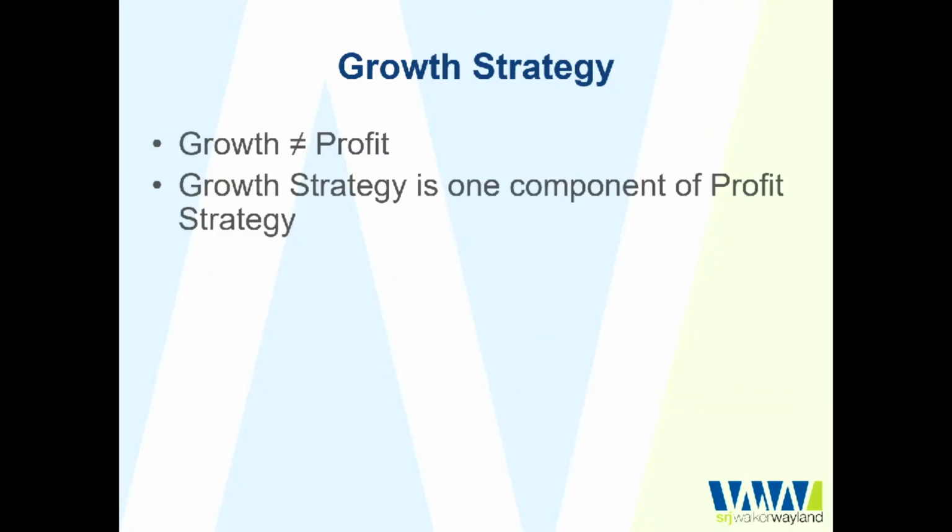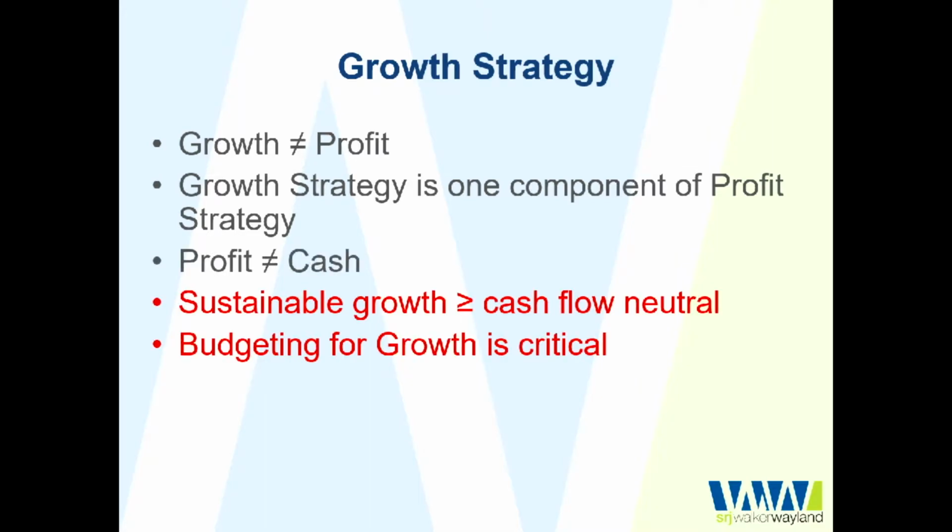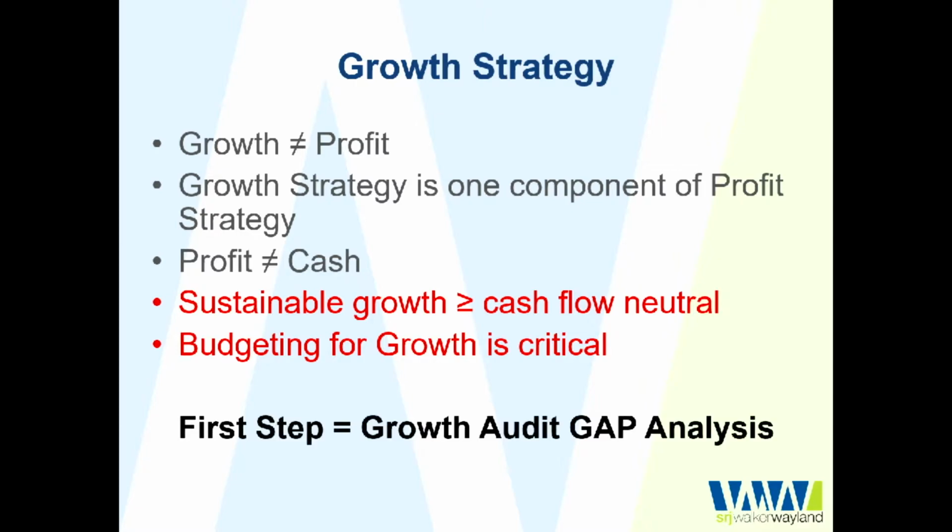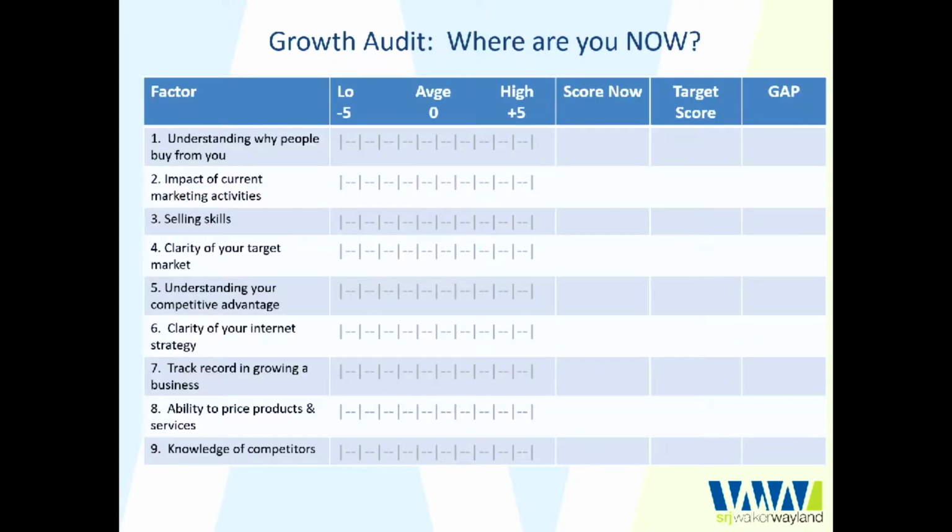So in terms of growth, we all know that growth doesn't equal profit. So a growth strategy is simply one component of your profit strategy. We know that profit doesn't equal cash. So what we're looking for is sustainable growth that is basically cash flow neutral. So budgeting for that growth is critical. So the first thing we need to do in developing our growth strategy is do a bit of a gap analysis where we need to address 9 key issues.